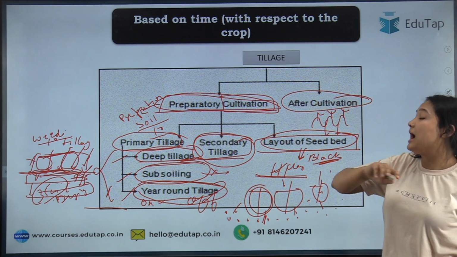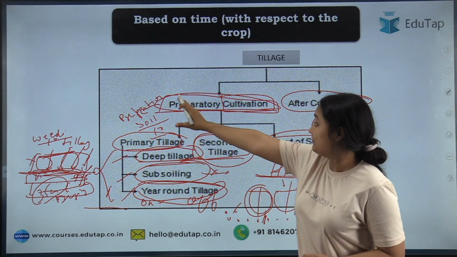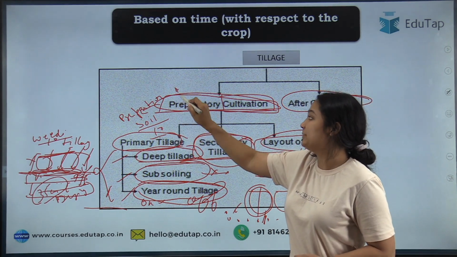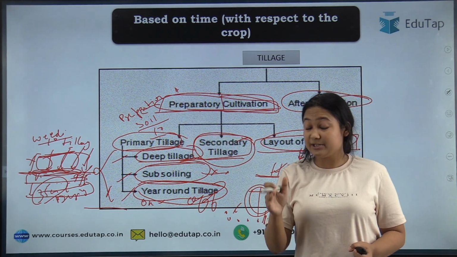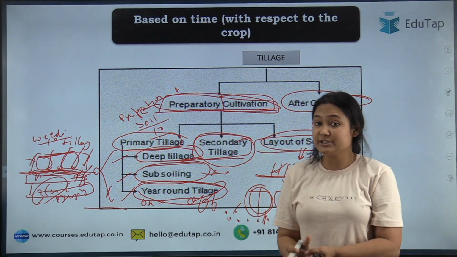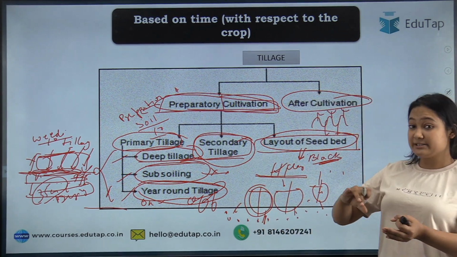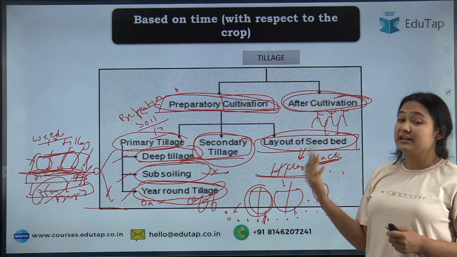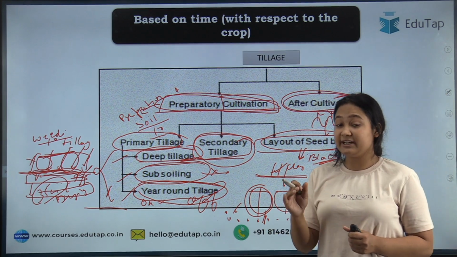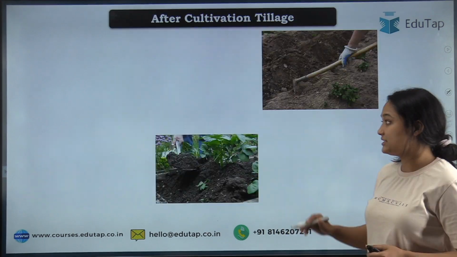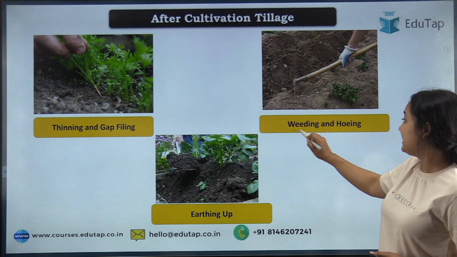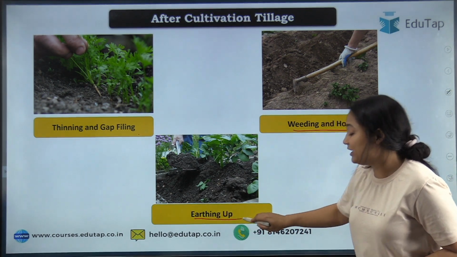Now talking about after cultivation. Before cultivation, or preparatory cultivation, or the main field preparation, as it is also called, is done before you have sown the seed. Okay, now you have sown the seed, some of your crop is there. Your plants have come out. Now you will do after cultivation tillage. It mainly has three processes: thinning and gap filling, then weeding and hoeing, and then earthing up.